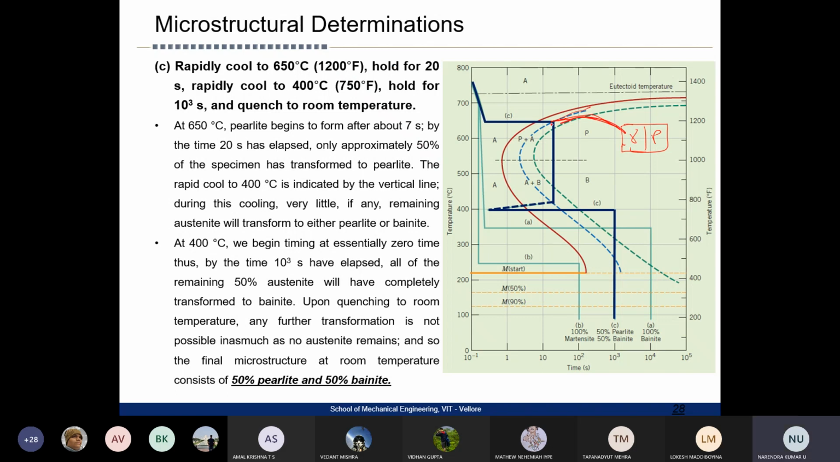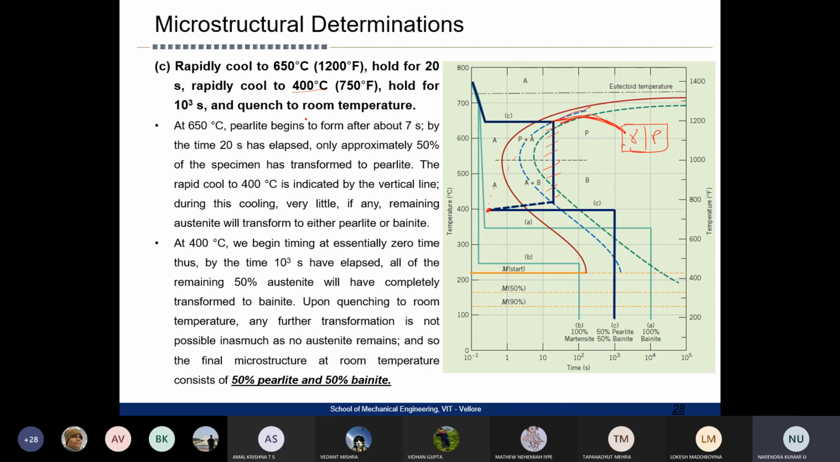Then after 20 seconds, immediately cool to 400. This straight line indicates only the temperature drop. For the second transformation, we always have to start again from the 0th second. That's the reason it is a dotted line. It is only an indication that the second transformation starts from the 0th second for 400 degrees Celsius.